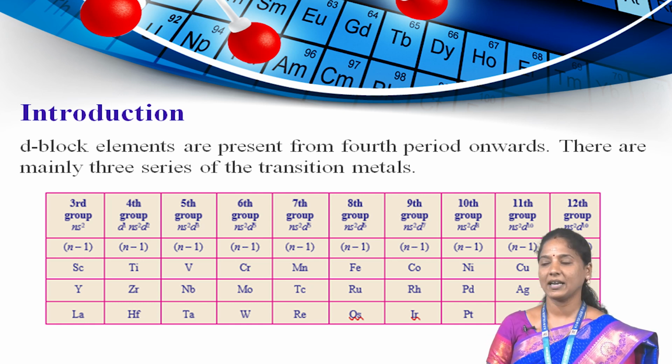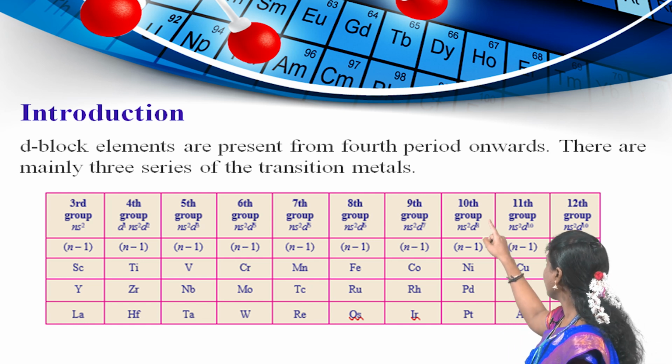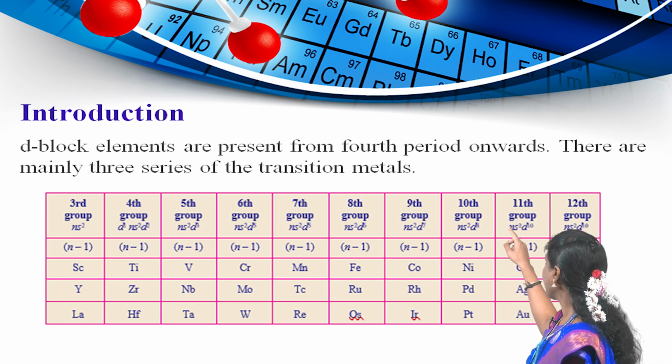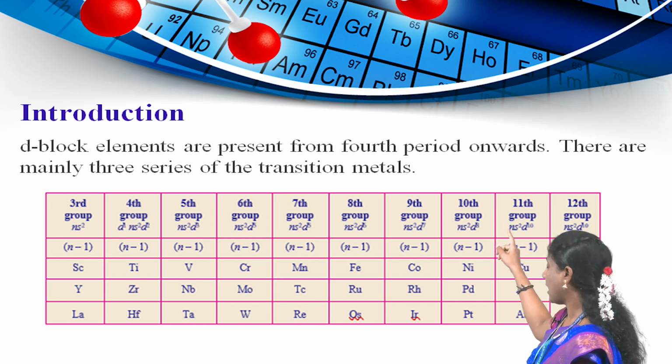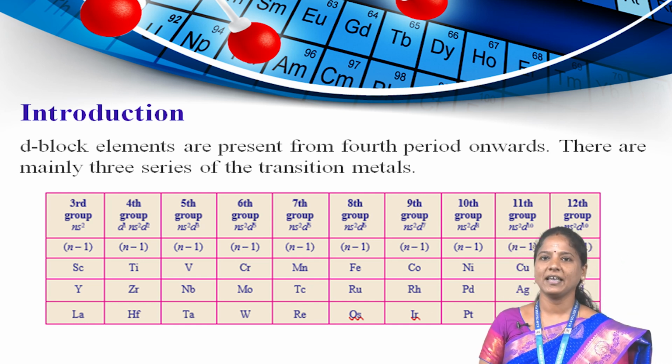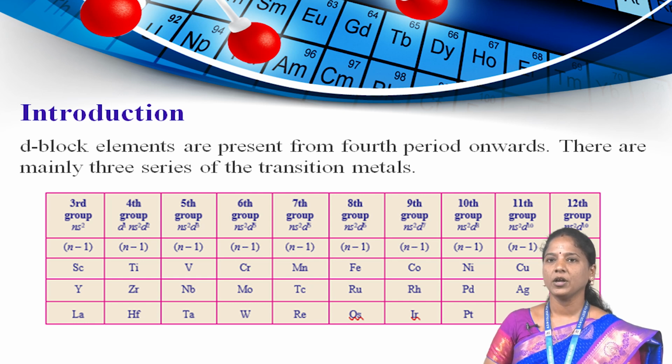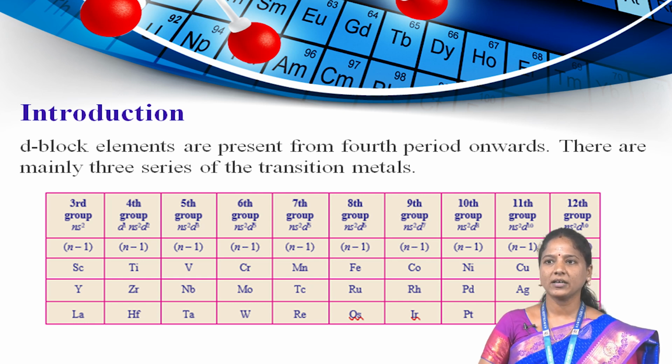Example, 3D series like scandium, titanium, vanadium, chromium, manganese, iron, cobalt, nickel, copper and zinc. And then 4D series like yttrium, zirconium, niobium, molybdenum, technetium, ruthenium, rhodium, palladium, silver and cadmium. 5D series: lanthanum, hafnium, tantalum, tungsten, rhenium, osmium, iridium, platinum, gold and mercury.